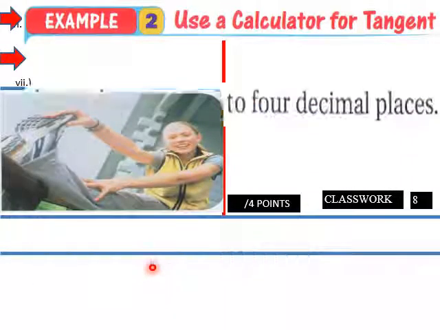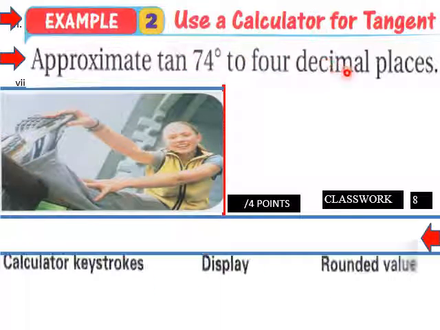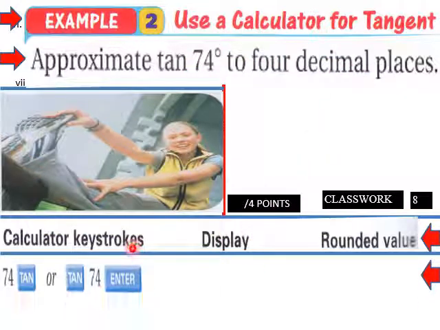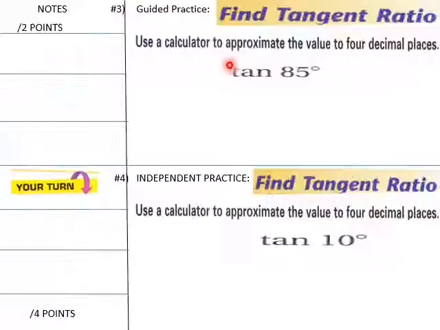Okay, into example 2, using the calculator for tangent, approximate tan 74 to 4 decimal places. So with your calculators out, here's your entry: 74 tan or tan 74 enter, depending upon your style of calculator. Here's what should come up on your screen, 3.48741444, rounded off 3.4874 for tan 74.